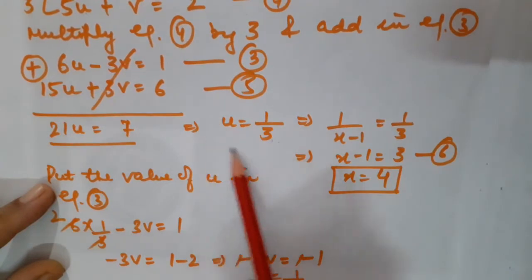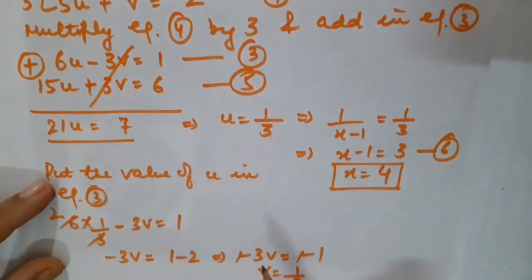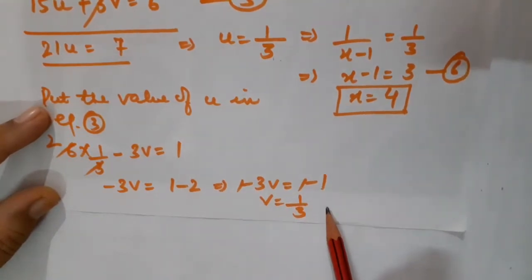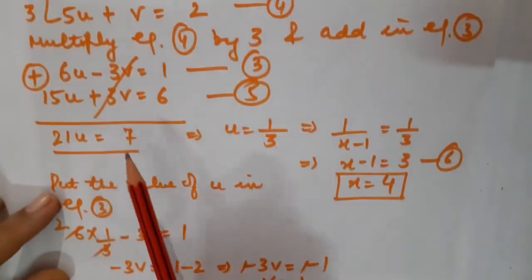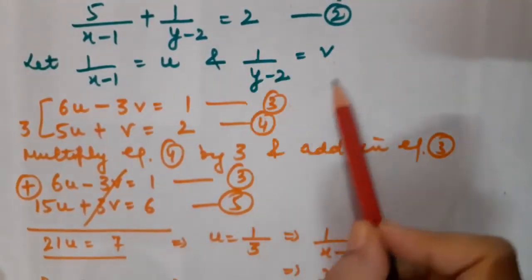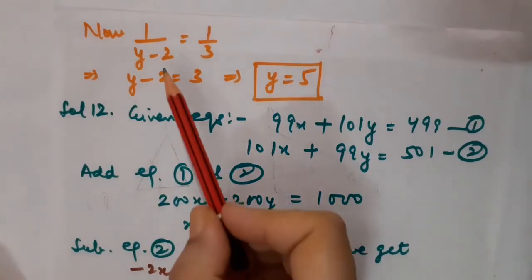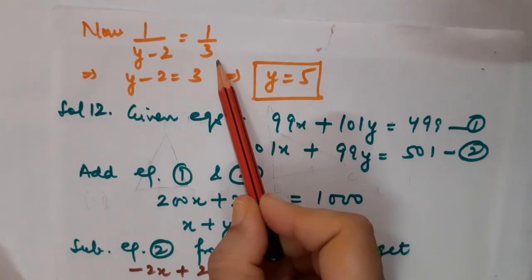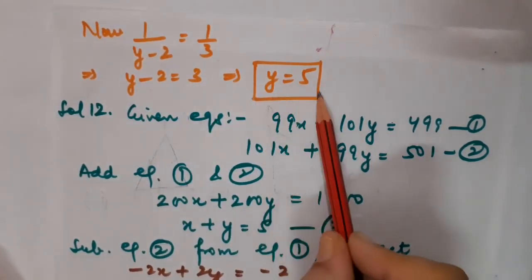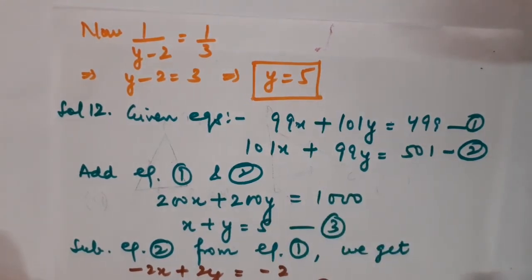Now children, using this value of u, I am going to put this value in equation number 3. And here you can see that I have got v also. But I do not want the answer in u and v. I want it in x and y. So let us substitute it in this expression. So children, here you can see that after substituting the value of v in this expression, I have got y is equal to 5. So x is equal to 4 and y is equal to 5 is the right answer.